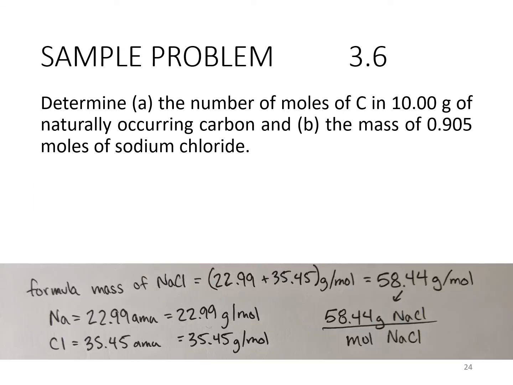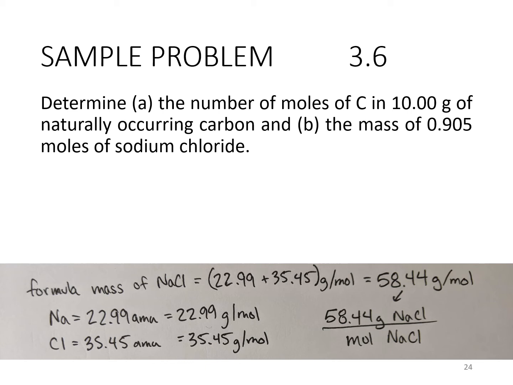Secondly, we can do this for sodium chloride. We have to get the formula mass of sodium chloride. So 22.99 plus 35.45. So sodium was 22.99, chloride 35.45. And this is in grams per mole. So again, we can write that out: 58.44 grams of sodium chloride per mole of sodium chloride.